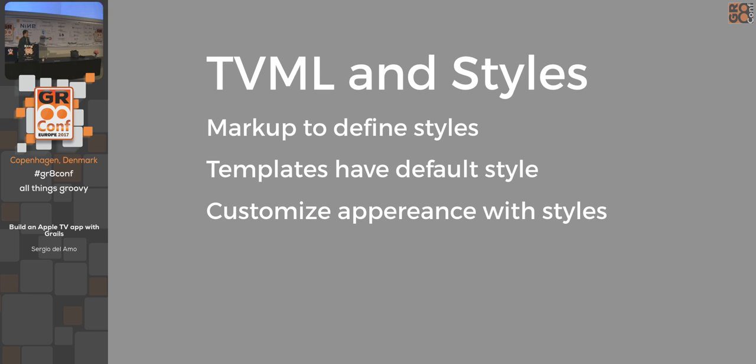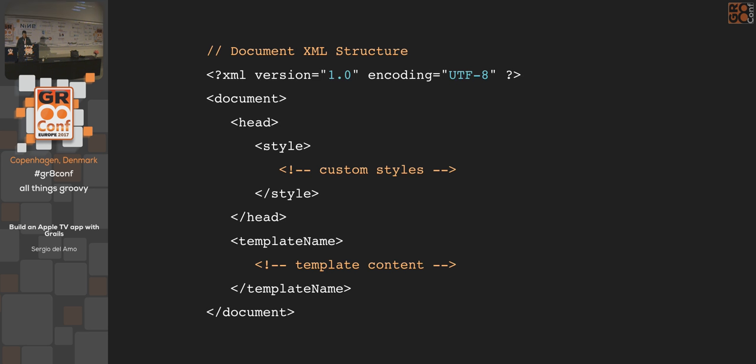So TVML and styles. TVML is markup. It's a kind of standard of XML. I myself have not been able to find a DTD of the XML. So I have developed a plugin which does some custom validation, but it's still not perfect because they are not defining a standard so you can validate your XML against it. But yeah.